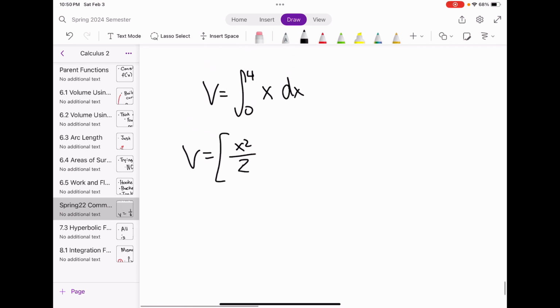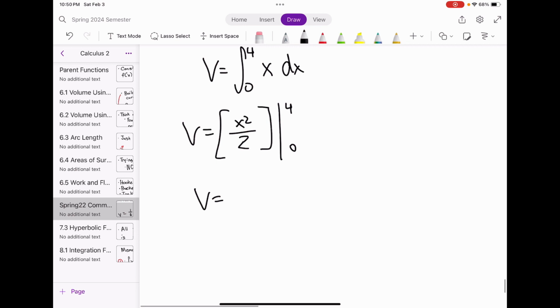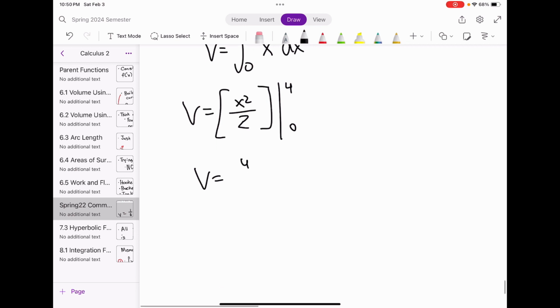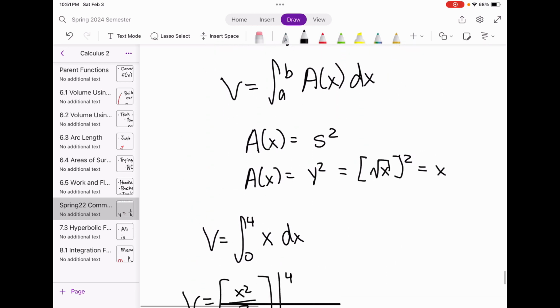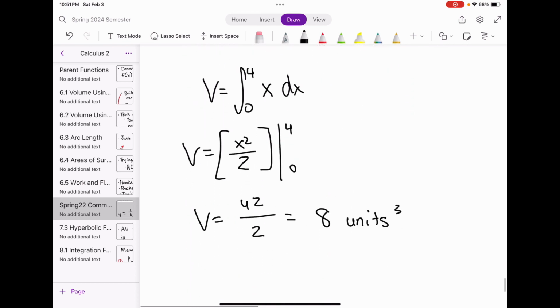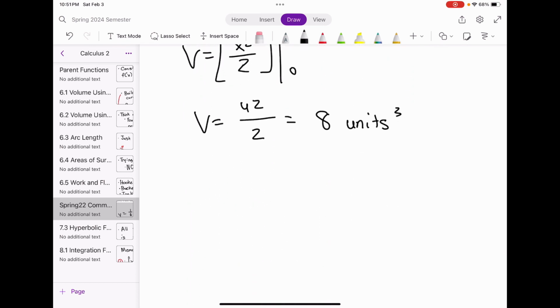So we have x squared over 2, evaluated between 4 and 0. So V is equal to, and obviously 0 squared is 0, so all you have to worry about is 4 squared over 2, which is 16 over 2, which is 8 units cubed. That's that. Number 8.